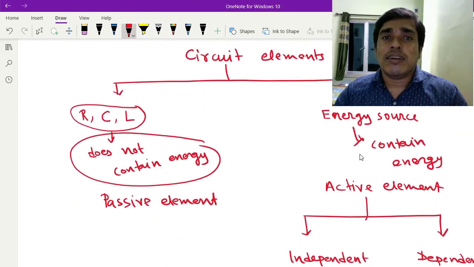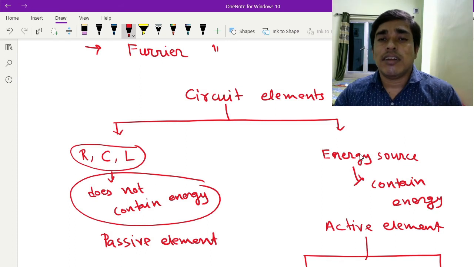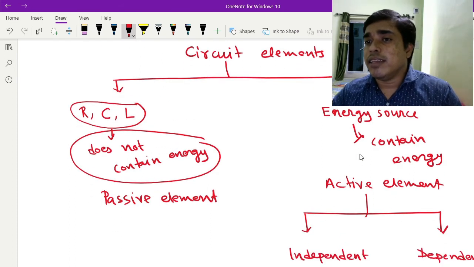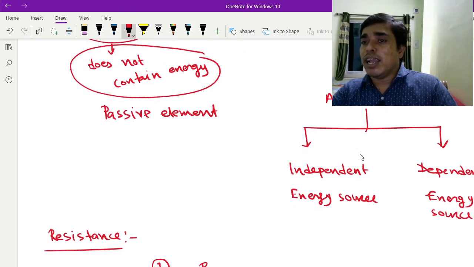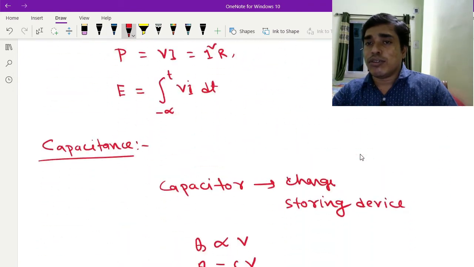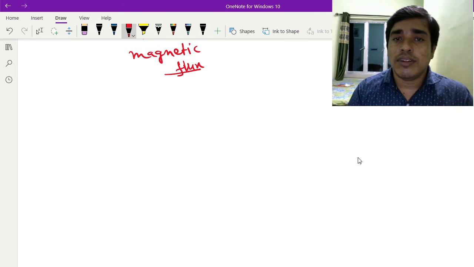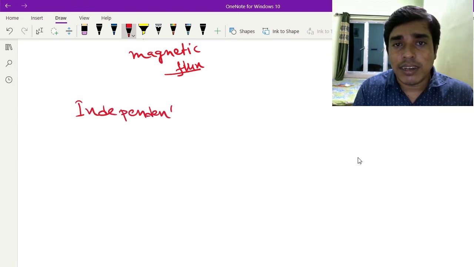These are the passive elements of the circuit: resistance, capacitance and inductance. And there are energy sources, independent energy sources and dependent energy sources. First of all, the independent energy source.